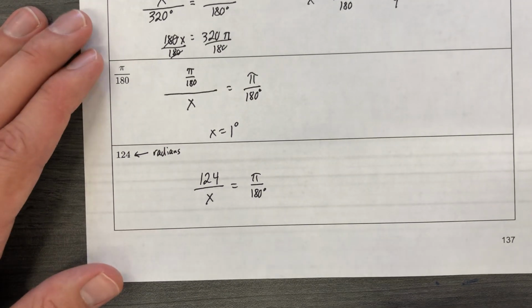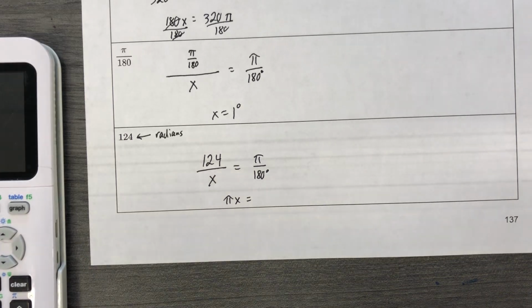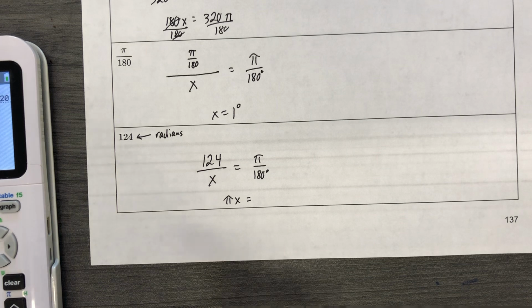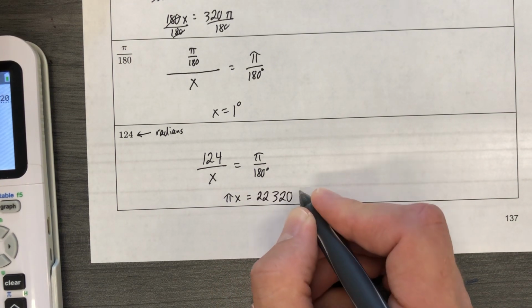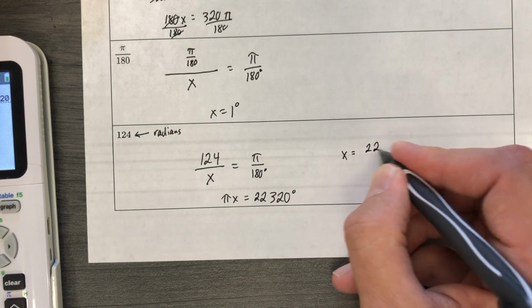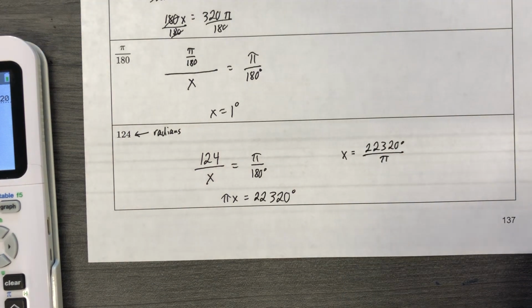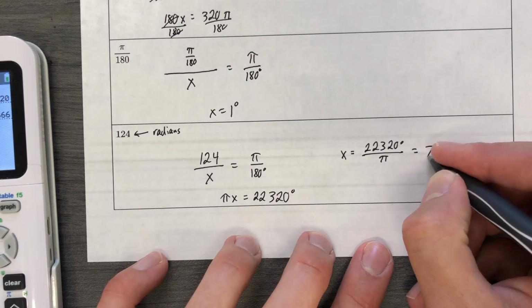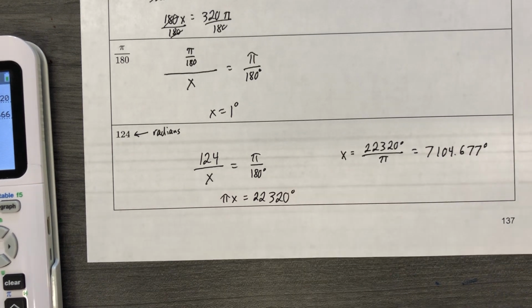And we're going to cross multiply. So that's going to give us pi times x equals 180 times 124. This one's going to be a little sloppy. 180 times 124. It's going to give me, wow, 320 degrees. Great. So x equals 320 degrees over pi. We can get a decimal out of that if you like. I'm going to go a little further. We're going to divide that by pi, and I'm going to get 7104. I like 3 decimal places. I cannot lie. There we go. That's what we get on that one.